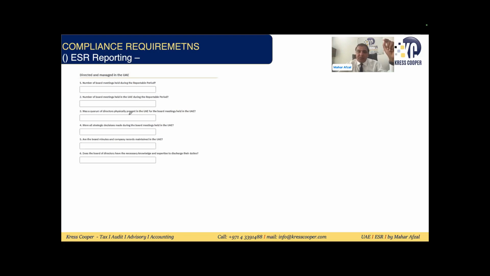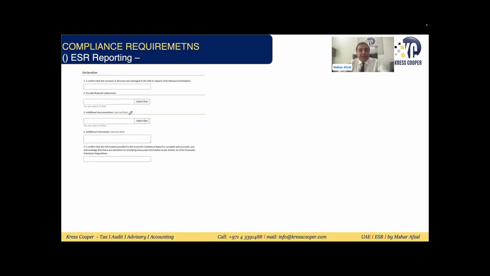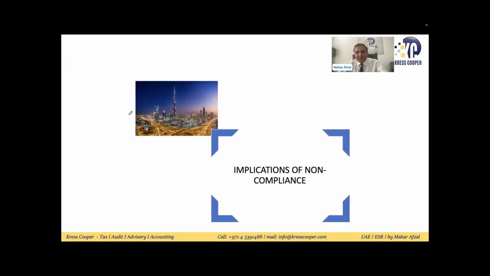Second thing, you need to satisfy the ESR direction and management test. In the direction and management, they are asking for meetings. Directors should be capable and responsible, and there should be minutes of the meeting. And third thing, they are asking for the adequacy test: adequate assets, employees, and resources. So all information, whatever you need to do during the whole period, you need to report it at the time of reporting. Then declaration, you need to give a declaration.